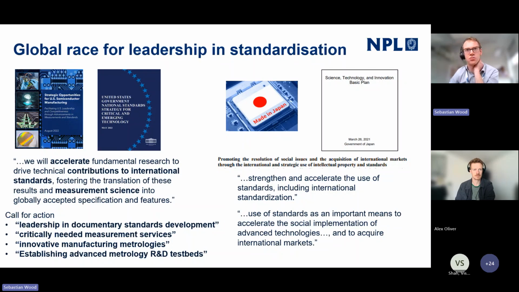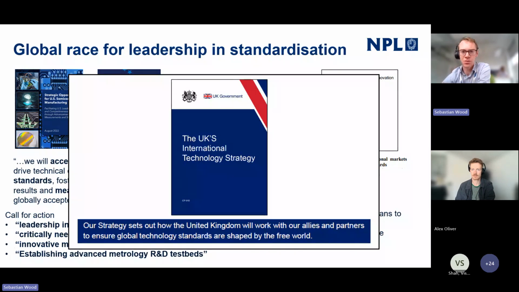And it's not just other countries. The UK has come to the same conclusion. So this report came out a couple of years ago and highlights specifically that the UK needs to work to ensure that global technology standards are shaped by the UK and other like-minded nations.